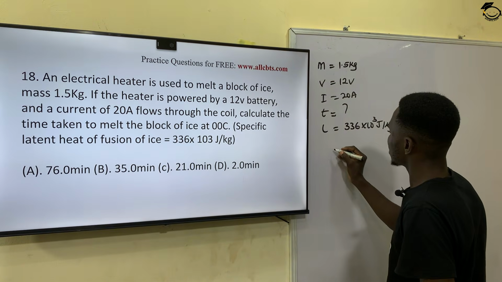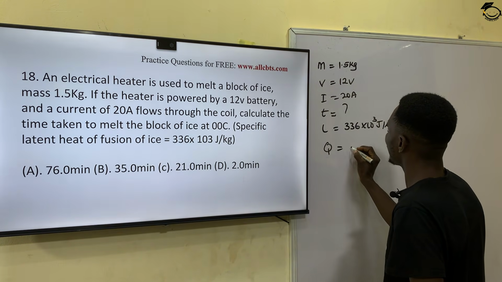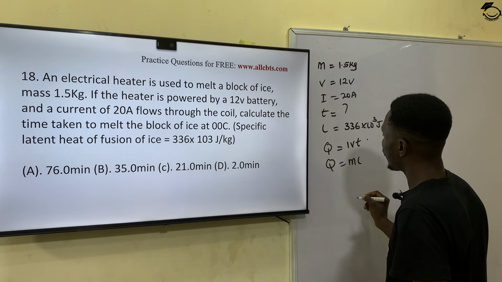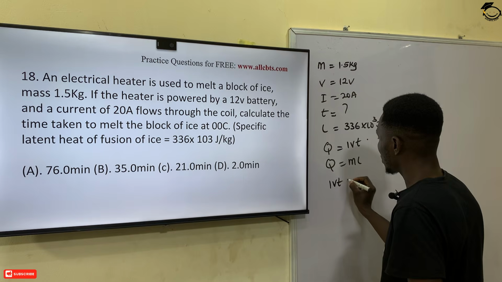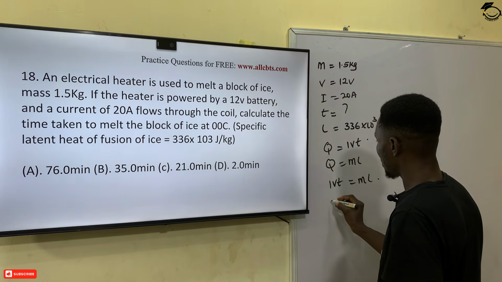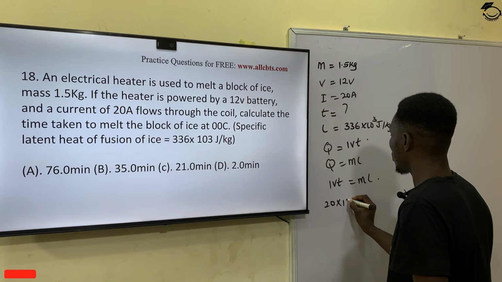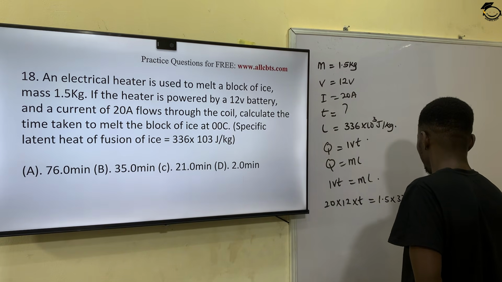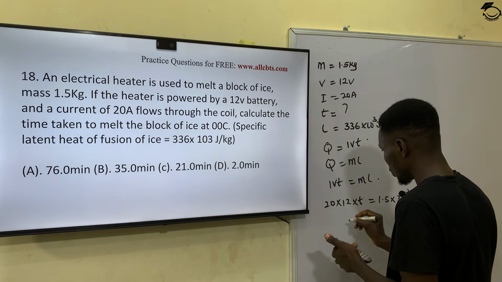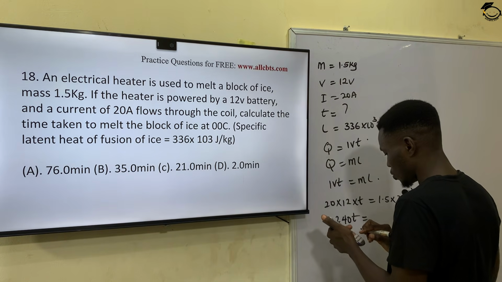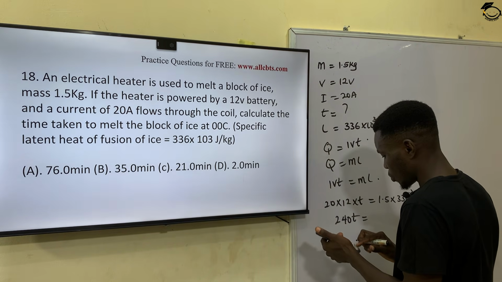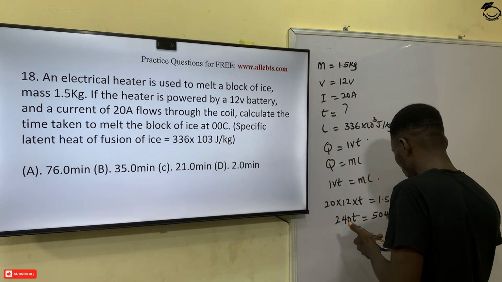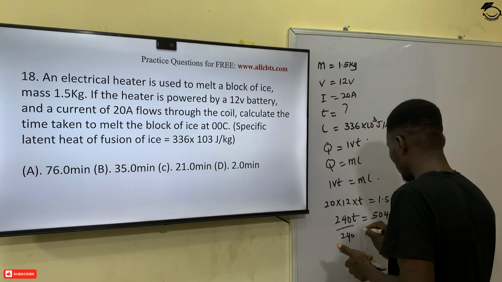So we know that the quantity of heat that was used by the heater is equivalent to the work done, which is IVT. And we know that the quantity of heat is also equal to the latent heat of fusion of ice. So this means that my IVT is equal to ml. If I input my values, this means I have 20 times 12 times T is equal to 1.5 times 336,000. So this means I have 240T is equal to 336,000 times 1.5. So that will give me 504,000. So I divide both sides by 240.